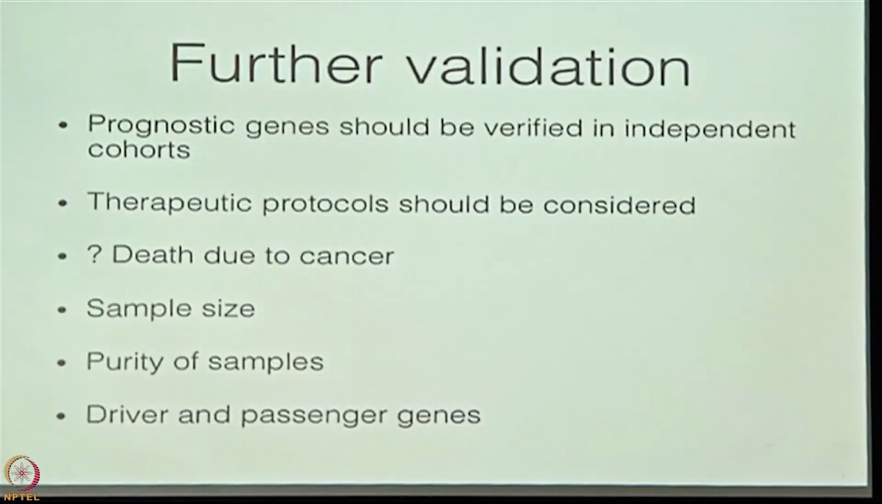A few points just to leave in your mind as I finish. These prognostic genes, as we heard in the morning, have to be verified in an independent cohort. Secondly, the death, which was a question that Joshua raised earlier: we are assuming that the death was due to the cancer, but we don't know. That data is not available.